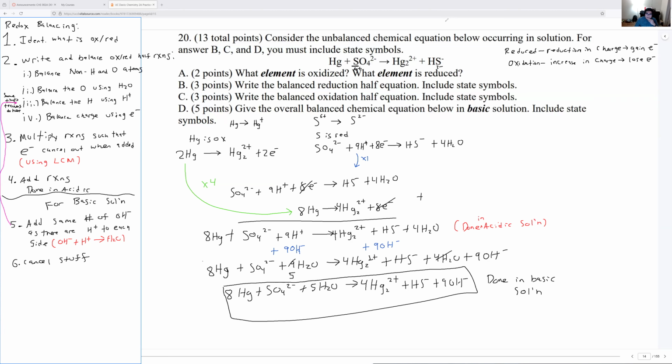How did I get the 5? Because there were 4 waters on the product side on the right, and there were 9 on the left, so you can just cancel them out. So you do the 9 minus 4. That gives you this 5. And then that's it. So this is redox.